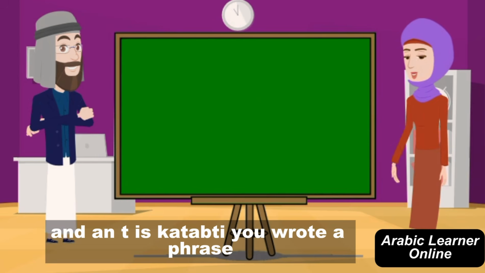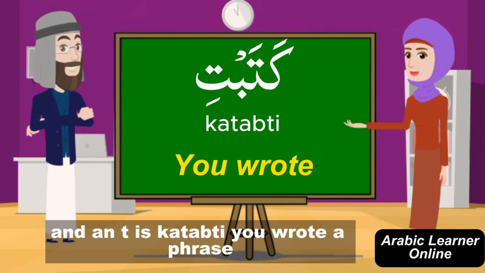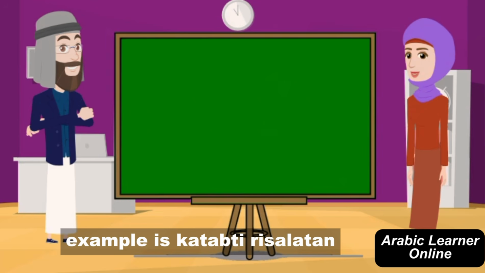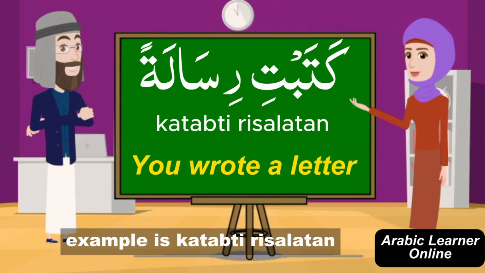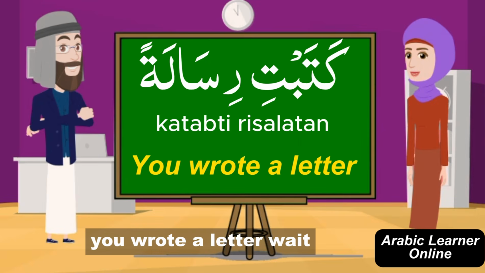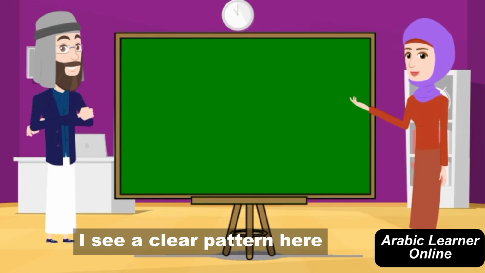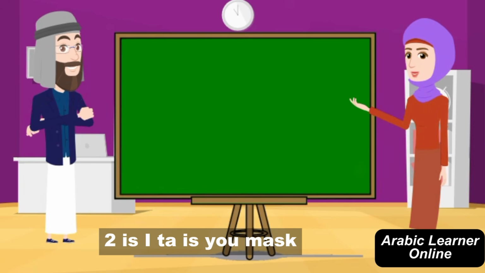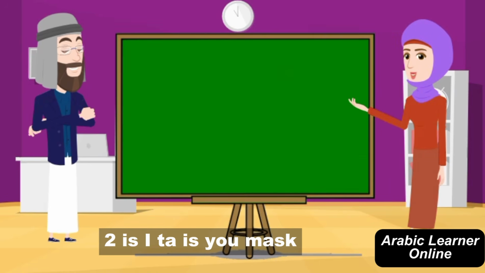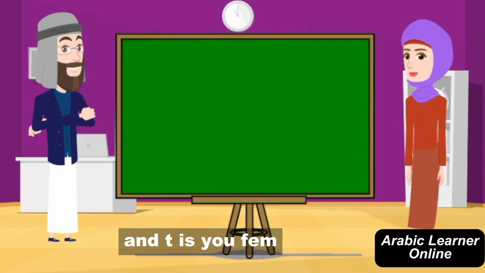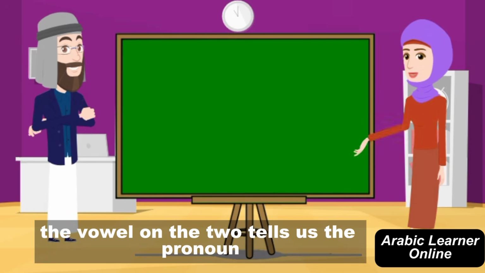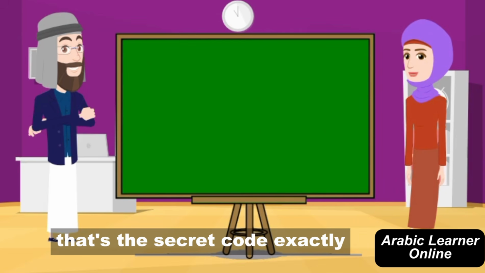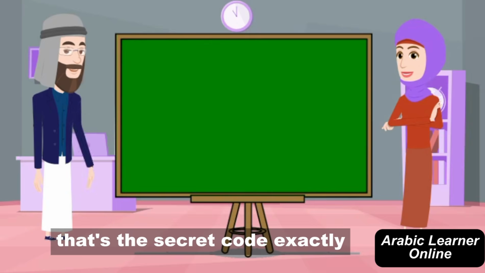And anti is katabti, you wrote. A phrase example is katabti risalatan, you wrote a letter. Wait, I see a clear pattern here. Tu is I, ta is you masculine, and ti is you feminine. The vowel on the ta tells us the pronoun. That's the secret code. Exactly.